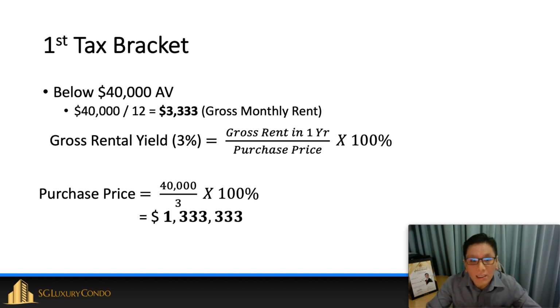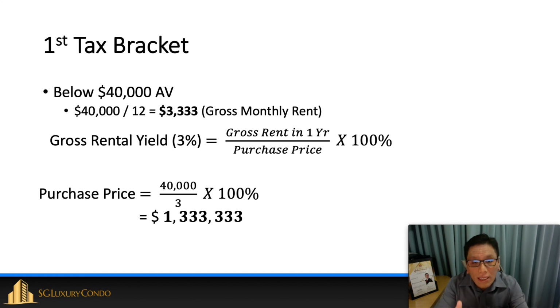And the formula for the gross rental yield is actually the gross rental in 1 year divided by the purchase price times 100%. And normally, the gross rental yield that we are looking at in Singapore is around 3%. So if we play around slightly with the formula to estimate the purchase price of the property, the purchase price will be 40,000 of annual value divided by 3% rental yield, and that will give me roughly around 1.3 million.